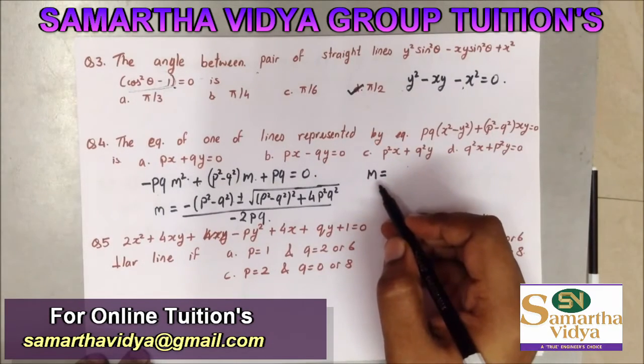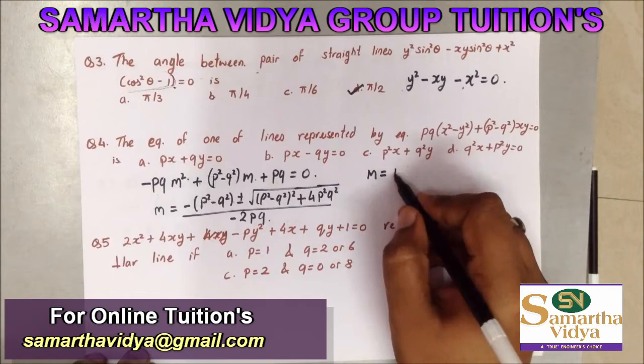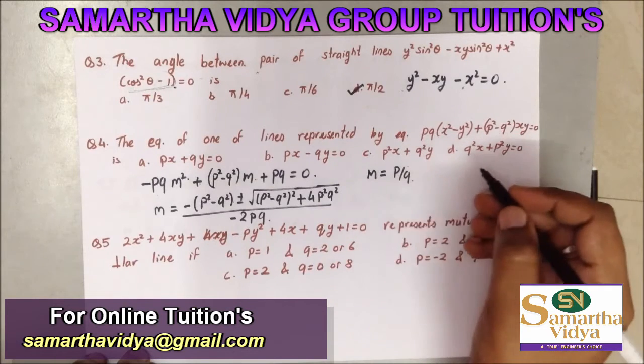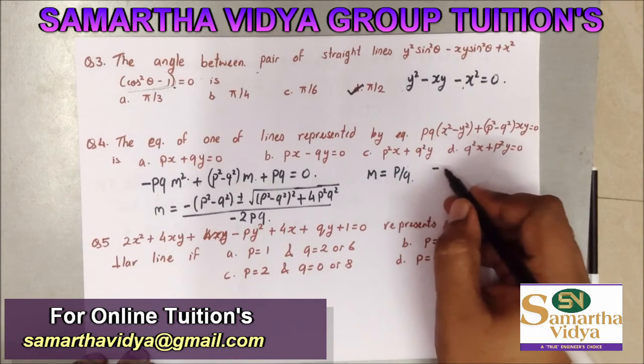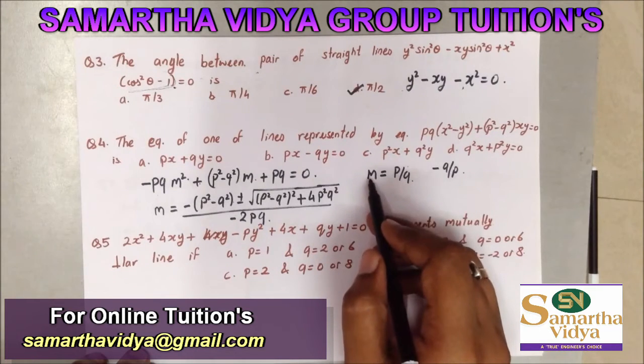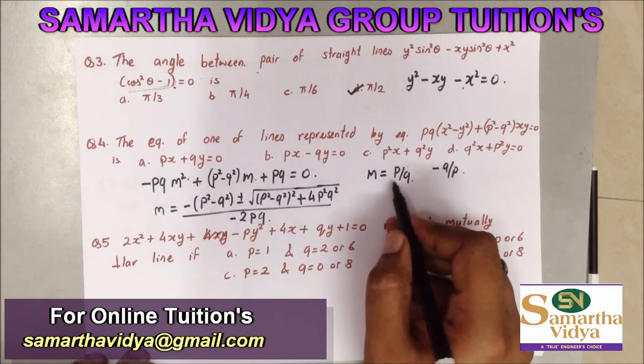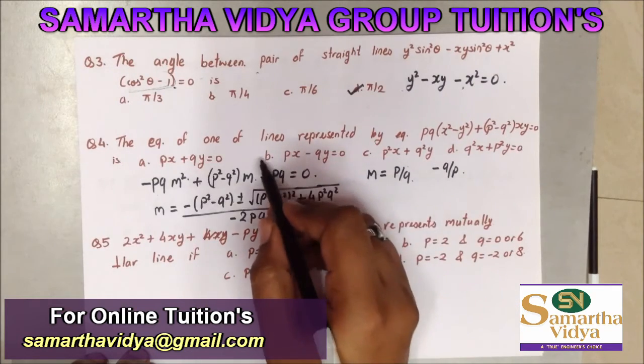So if I solve this equation, I'll be getting m is equal to basically p by q, and the other option I will be getting is minus q by p. So from here, m is nothing but y by x. So if I solve the equation, I will be getting the equation as option b.